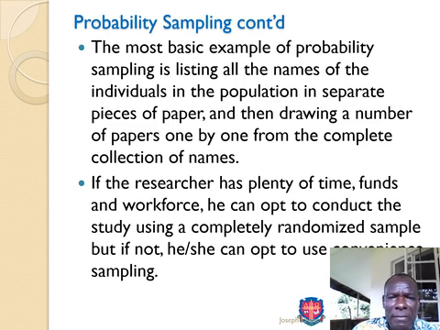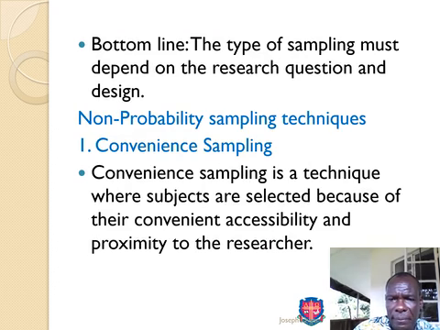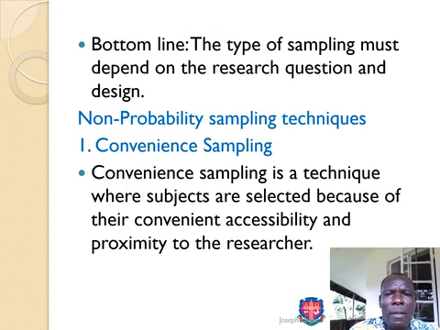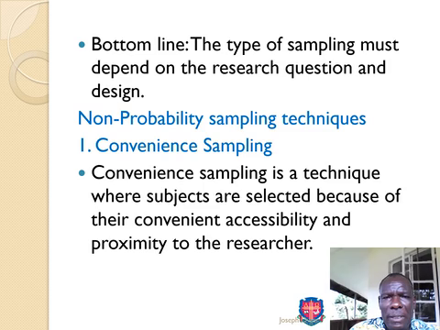If the researcher has plenty of time, funds, and workforce, he can opt to conduct the study using a completely randomized sample. But if not, he or she can opt to use convenience sampling. The bottom line is that the type of sampling you use must depend on the research question and the design. So now we'll go into detail on the non-probability sampling techniques.